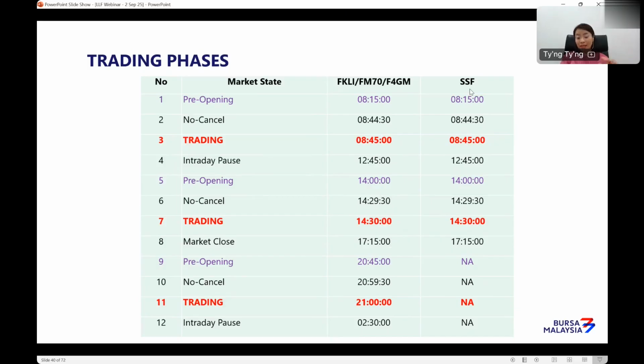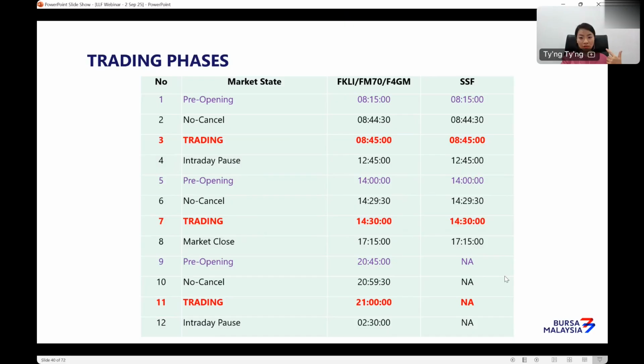Similar things for SSF. Anything related to stock market, you can see that they follow the same trading phases. SSF is similar to your FKLI, FM70, and FCPO. The only difference that you need to take note is we do not have a night trading session for your single stock futures, because your stock market is not opening at night. With that, single stock futures is not trading as well. So this is the only difference. You can see here it's not applicable. So we only have two trading sessions, morning and also afternoon.